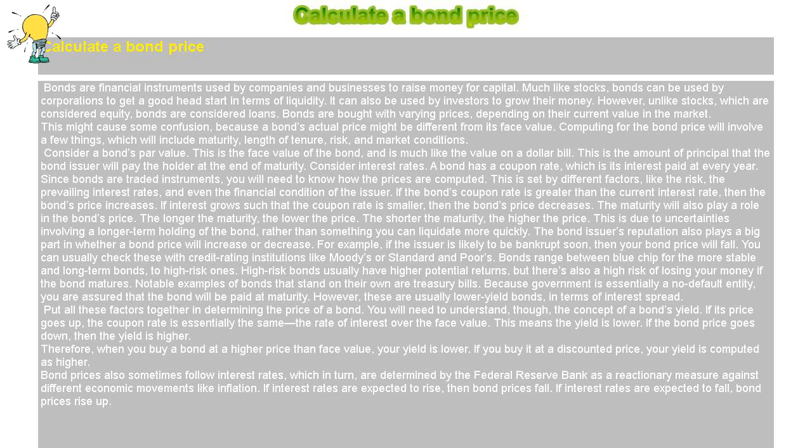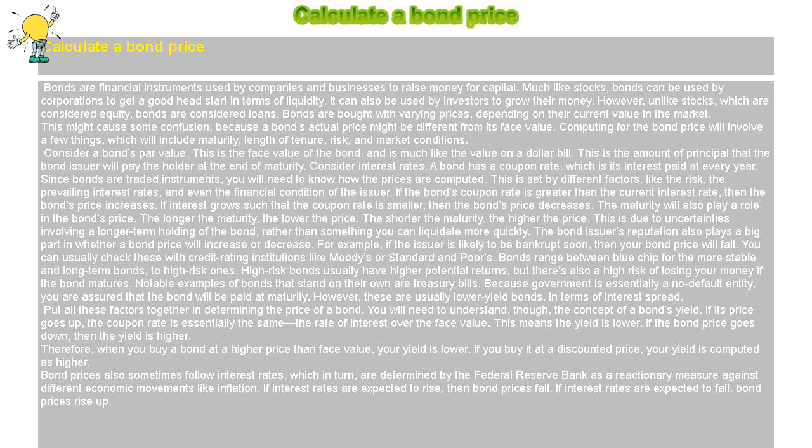Bonds range between blue chip for the more stable and long-term bonds, to high-risk ones. High-risk bonds usually have higher potential returns, but there's also a high risk of losing your money if the bond matures.